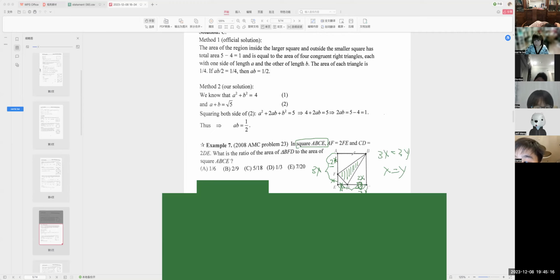Okay, so if that's the case, this one is 3x, this is 3x, and every single side is 3x. So could you please tell me what is the area of this one? Triangle ABF.